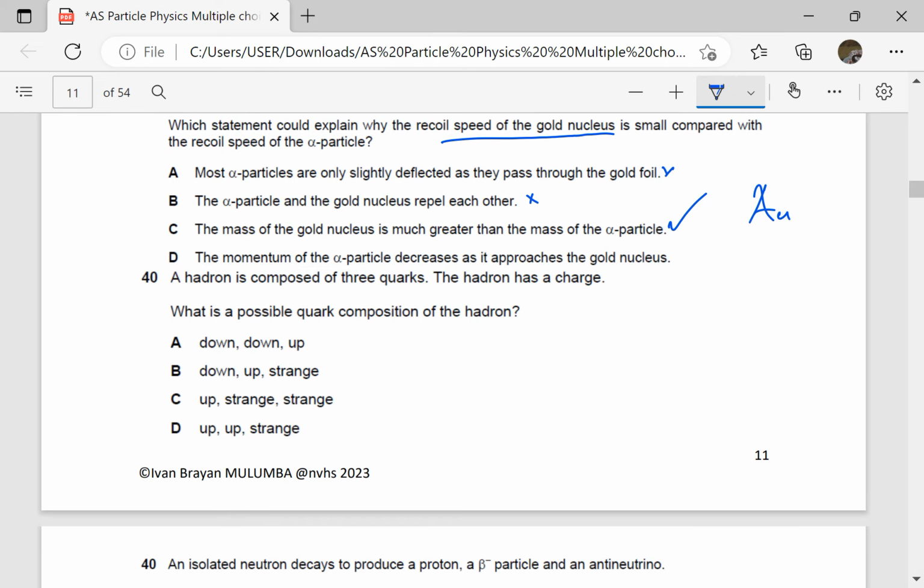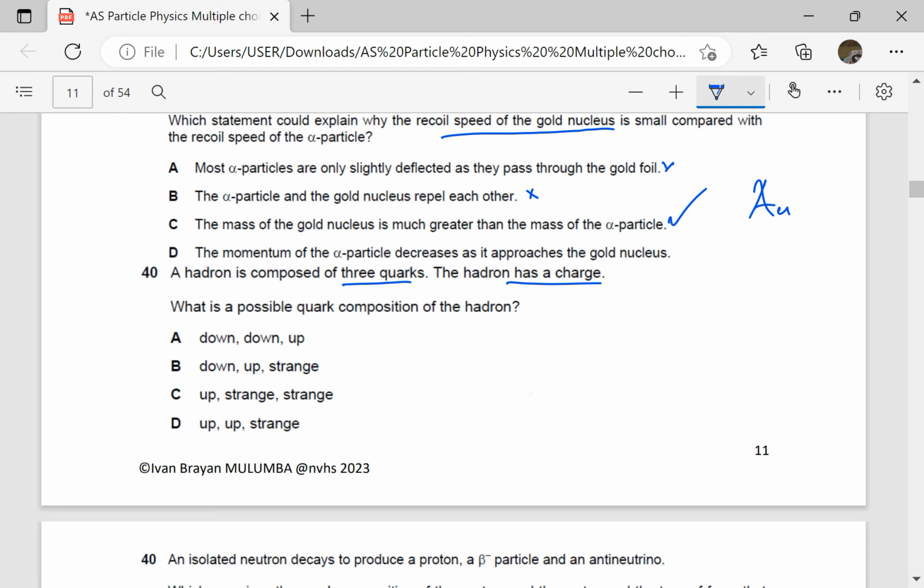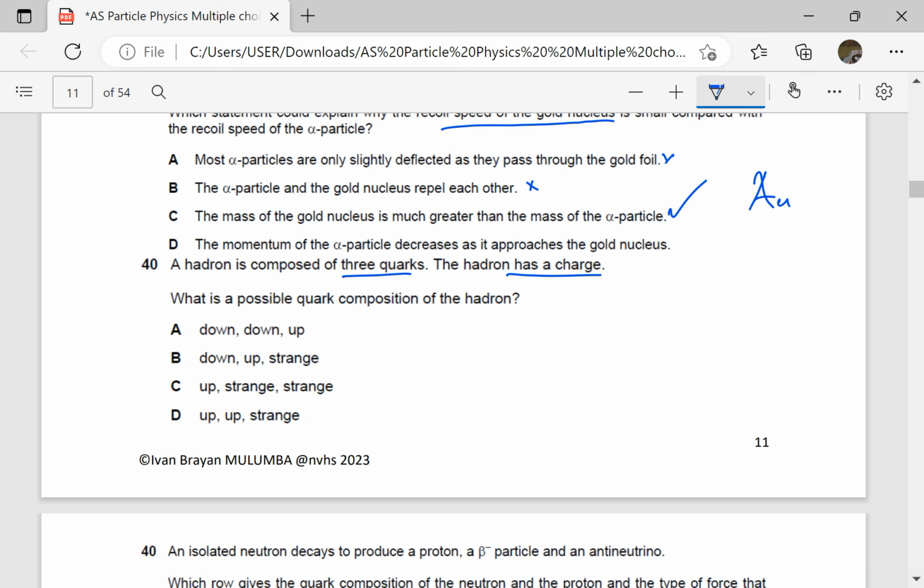A hadron is composed of 3 quarks. The hadron has a charge. There are 3 quarks and it has a charge. Let's check. What is the possible quark composition of the hadron? Down, down, up. Let's check the charge. Minus 1 over 3e, minus 1 over 3e. Up is plus 2 over 3e. And the total charge here is 0, when you add.